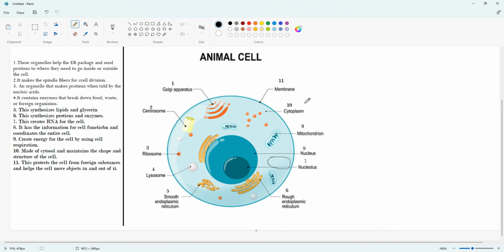And then there's the cell membrane. Well, in a plant this would be a cell wall, but in animals it's called the cell membrane. It's semi-permeable, which means some things can go in, some things can't. It's a semi-permeable wall type of thing, a skin you could call it, and it protects the cell from foreign substances and helps the cell move objects in and out of the cell.